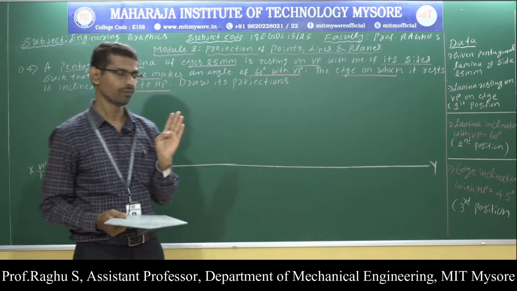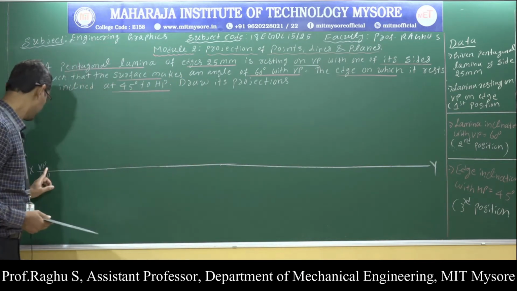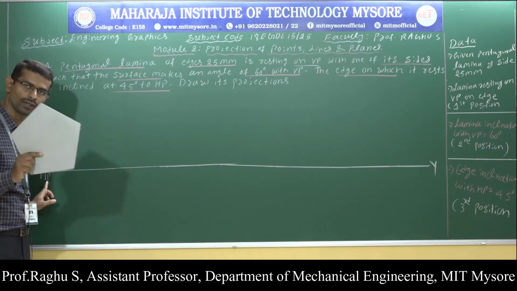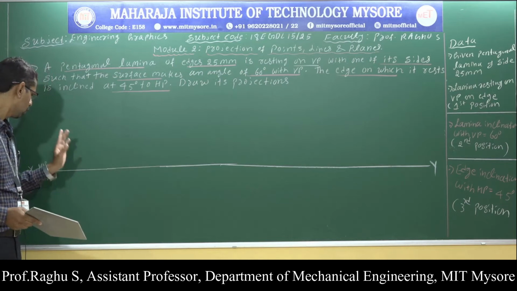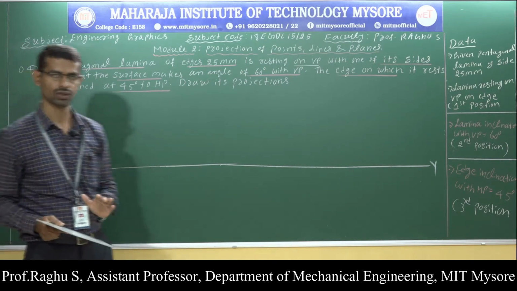Okay, the first step: draw the XY line and indicate VP and HP. Since it is first angle projection for all the problems, here we are supposed to indicate VP and HP. It is first angle projection.